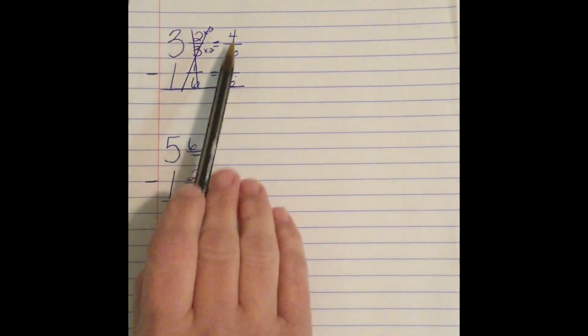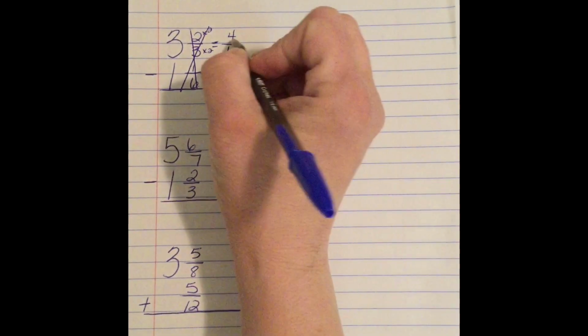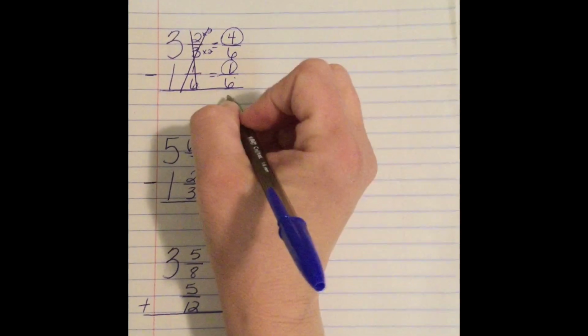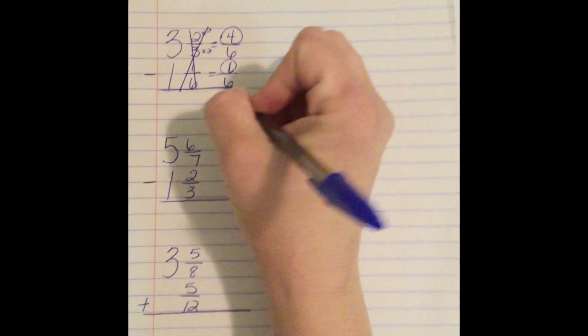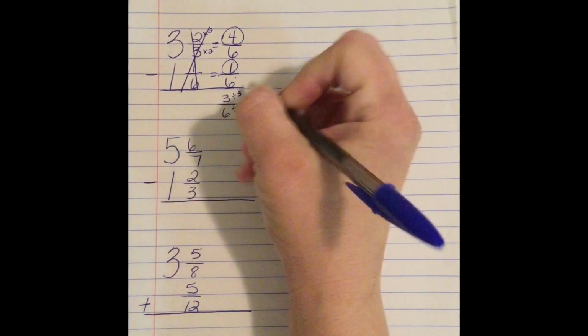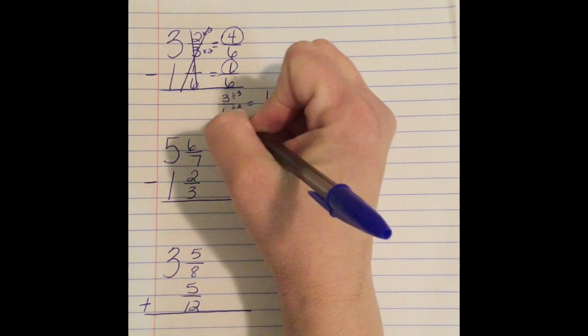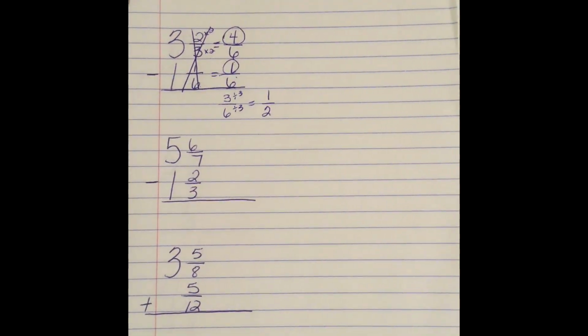Now it's 3 4/6 minus 1 1/6. So all I have to do is subtract the numerators. 4 minus 1 equals 3. Denominator is 6. Okay, so we've learned to check and fix our fractions. Well, 3/6, I know that 3 will go into 6, so I'm going to divide the numerator and the denominator by 3. 3 divided by 3 is 1. 6 divided by 3 is 2. Because 3/6 is a half.